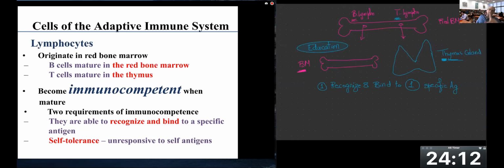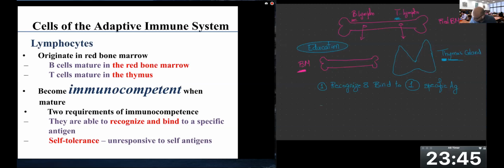So each B lymphocyte would be specifically recognizing one antigen, not any other antigen. Only one antigen. I'm able to recognize it, I'm able to get attached to it, to bind to it. All right? That's the first thing that those cells will need to learn.